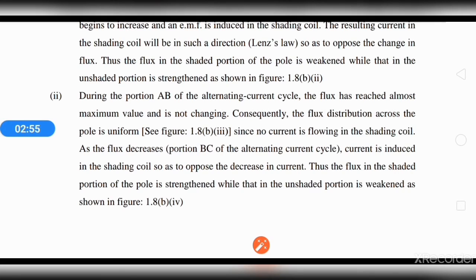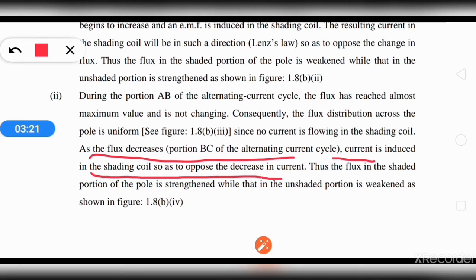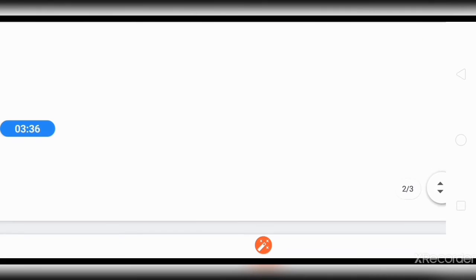During the portion AB of the alternating cycle, the flux has reached almost the maximum value and it is not changing. Therefore, the flux distribution across the pole remains uniform, since no current is flowing in the shading coil. As the flux decreases in the portion BC, the current induced in the shading coil is such as to oppose the decrease in the flux. Therefore, the flux in the shading coil is strengthened, while that in the unshaded portion it is weakened. So in the portion BC, the reverse of OA is happening.